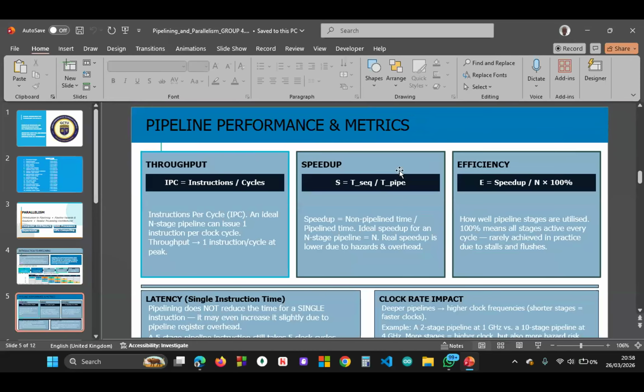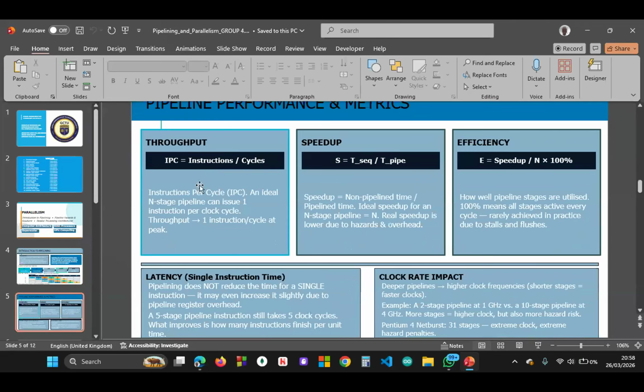Pipeline performance and metrics. One, throughput. Instructions per cycle. An ideal n-stage pipeline can issue one instruction per clock cycle. Two, speedup. Non-pipeline time over pipeline time. Ideal speedup for an n-stage pipeline equals n. Real speedup is lower due to hazards and overhead.